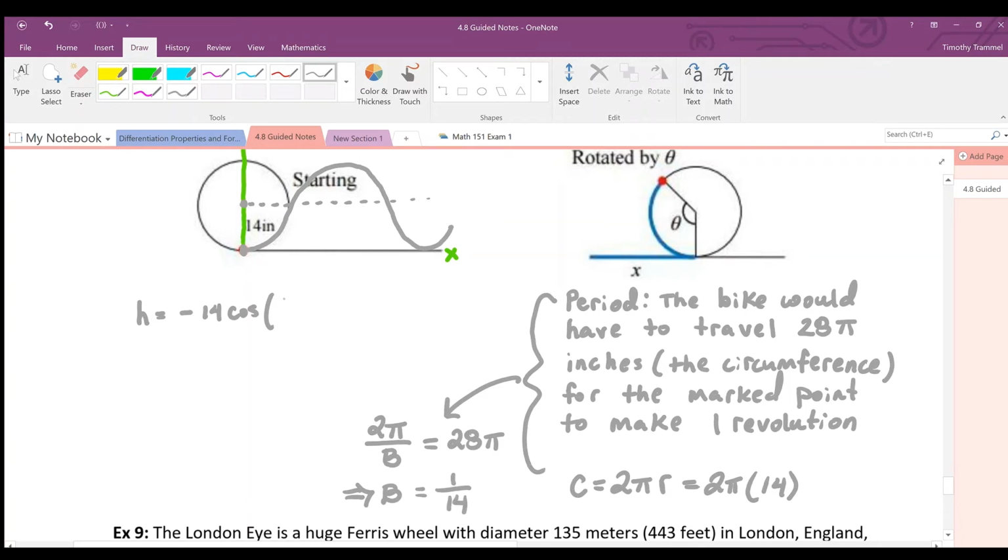So I'm going to go ahead and write that in here, 1 over 14, and this is times x. Okay. And we don't have a phase shift here. Okay. And there is a vertical shift though. So the center of our wave here is not along the x-axis, is it? It's 14 units up. So I'm going to also have to add 14 here.